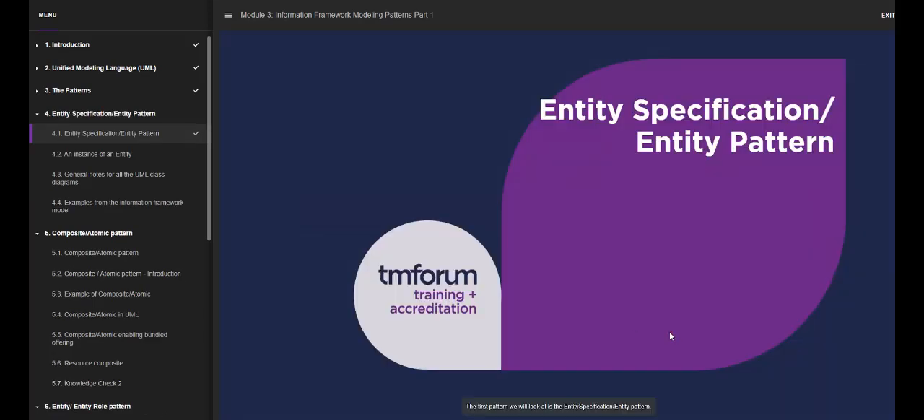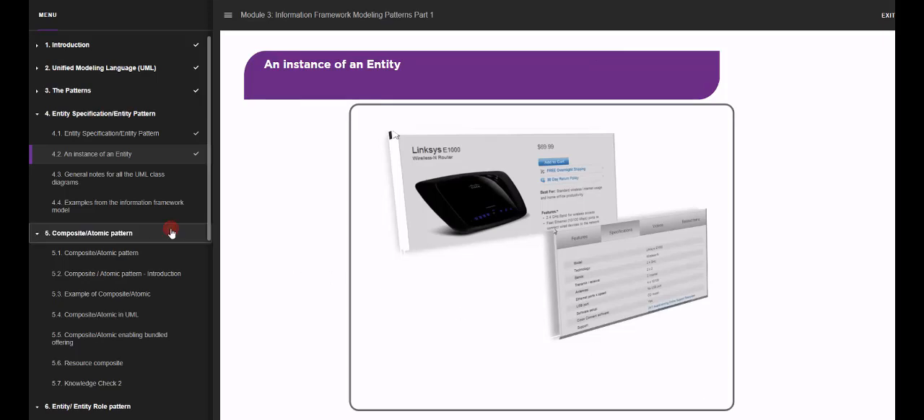The first pattern we will look at is the entity specification entity pattern. The entity specification entity pattern is widely used in the information framework. Many process frameworks processes, such as product and offer development and retirement, service development and retirement, and resource development and retirement, focus on these entities. Its heavy use in the product, service and resource domains is evidenced by the fact that there are level 1 ABEs for each specification and entity in these domains. It's also used in many other areas of the information framework, such as customer bill and performance.